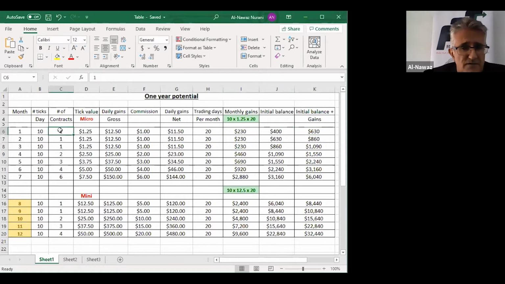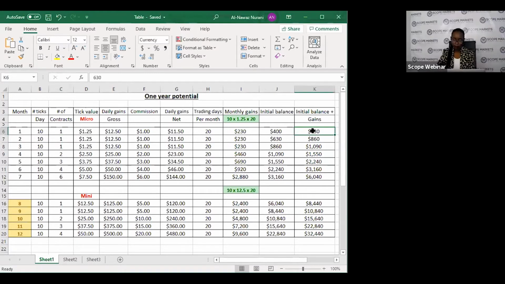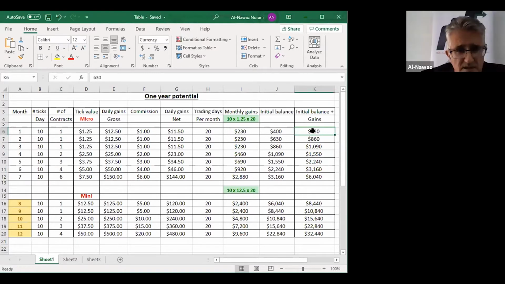Now, we have a money management style. You cannot increase your position size until you have made $500 in your account. So for every $500, you increase your position size by 1 micro contract. Here you are at 630, so you can't trade more than 1 micro contract. You can only trade 2 micro contracts if you have $1,000 and more in your account.